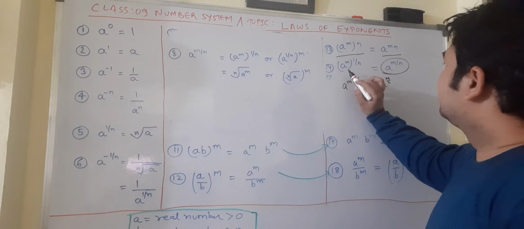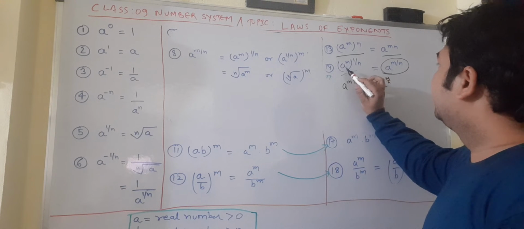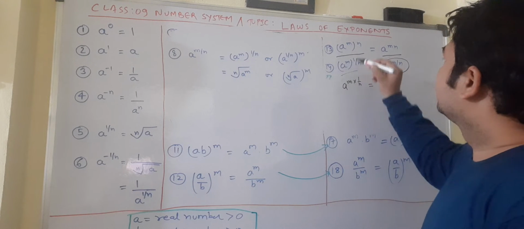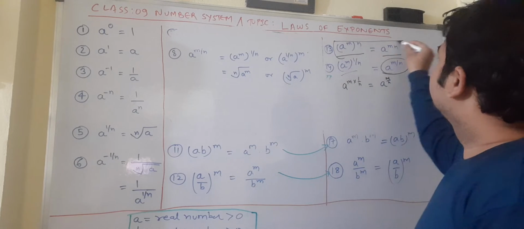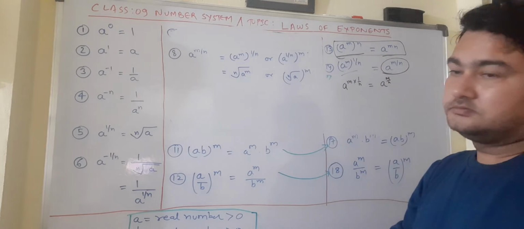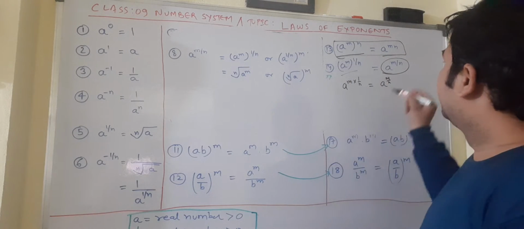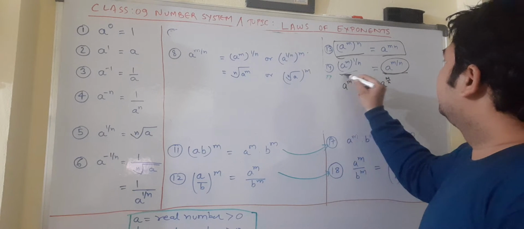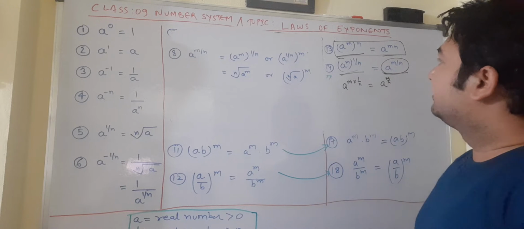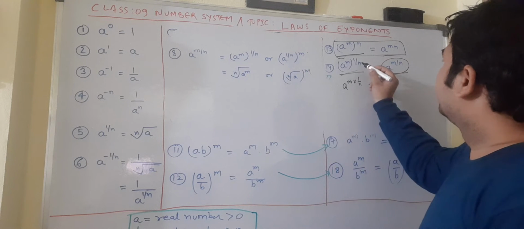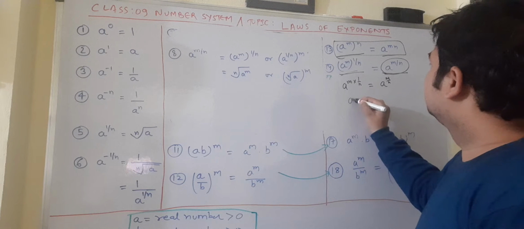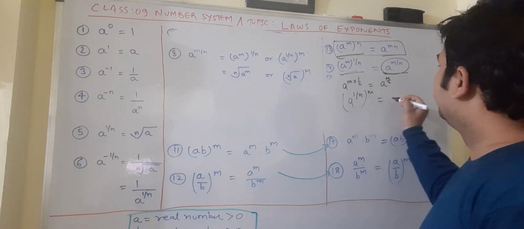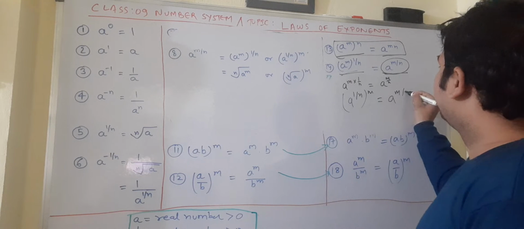So whenever you are having a to the power m into 1 by n, it becomes a to the power m by n from this law. Similarly, when a to the power m by n is written, you can write it as a to the power m to the power 1 by n, or you can first put the 1 by n part and then the m part. It will also give you a to the power m by n.